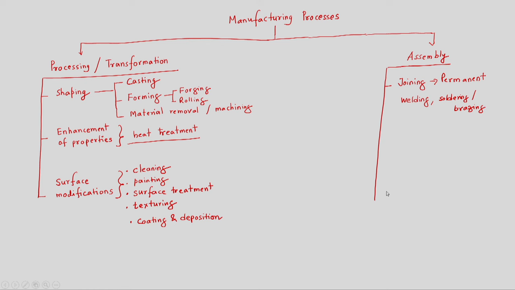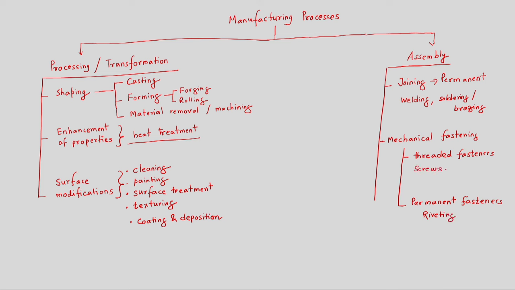The next group of operation is the mechanical fastening. So mechanical fastening will be carried out by using threaded fasteners, or by using the permanent fastening, that is the riveting operation. So either by using threaded parts or by using the permanent fasteners, that we call riveting operation, and these are screws, nuts and struts.